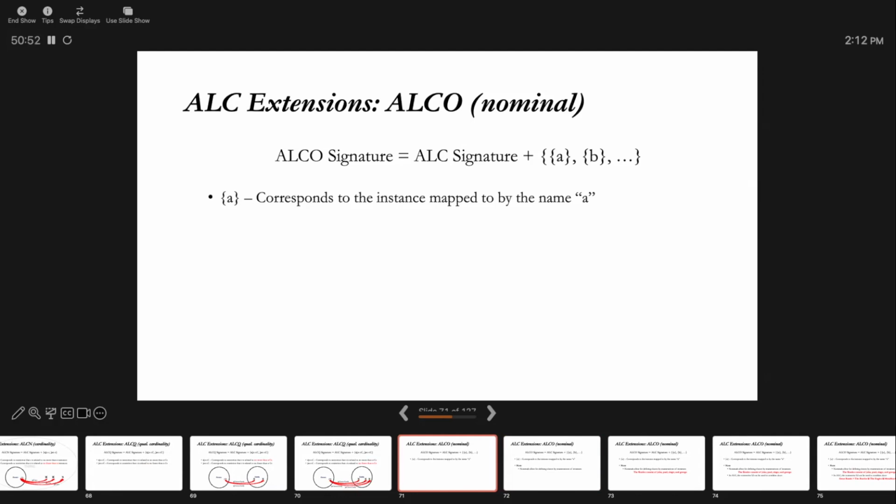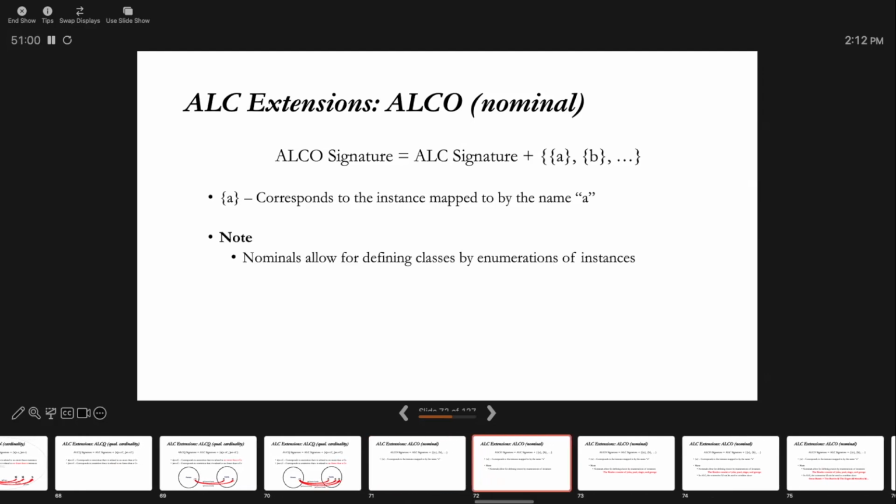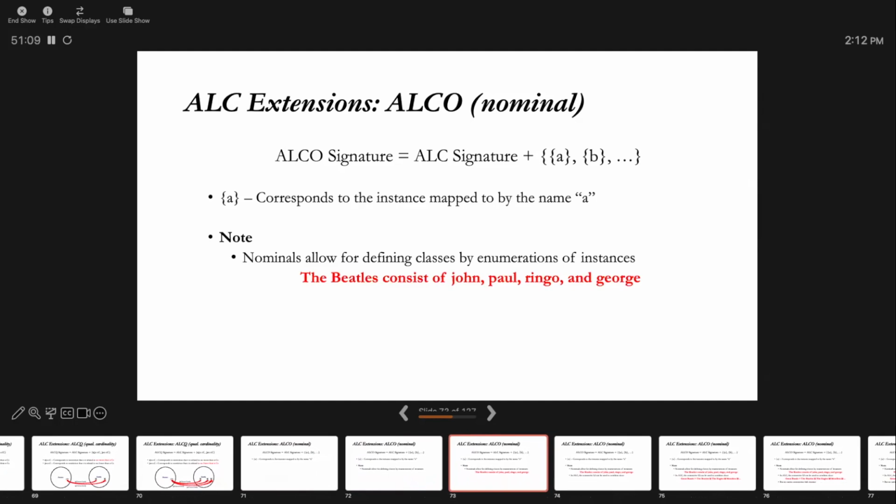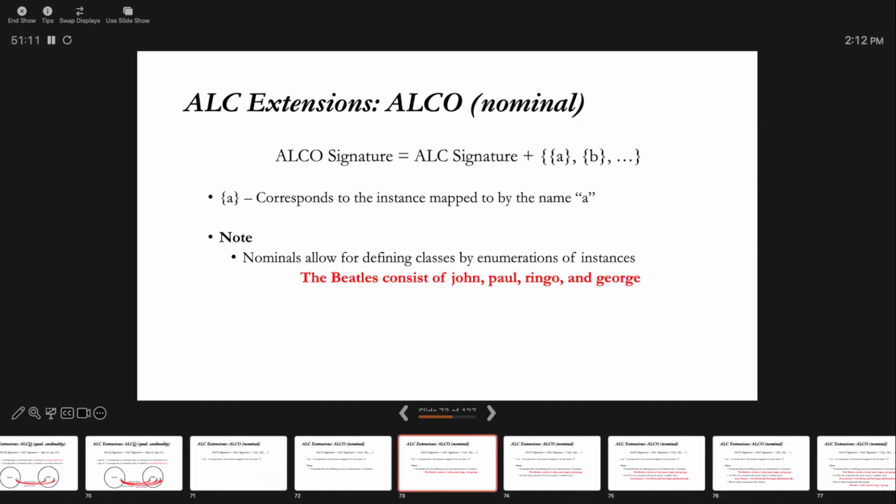Not only that, but you can connect names to other things. Now, this is a little tricky, so follow along. Nominals allow for defining classes by the enumeration of instances. You say this class is just all of these things. For example, the Beatles consist of John, Paul, Ringo, and George. You might just want to say that's the Beatles, that's it.